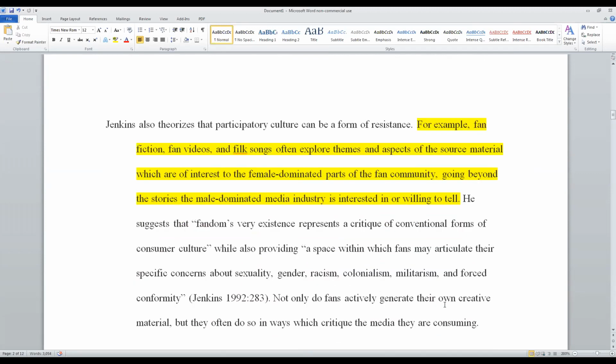Okay. Now, Jenkins also theorizes that participatory culture can be a form of resistance to typical media and gender and sexual stereotypes. And Ernest Cline certainly promotes those same ideals in his novel. More specifically, he gives us an example, citing that fan fiction, fan videos, and folk songs will explore themes and aspects of the source material which are of interest to perhaps more female-dominated parts of fan communities, going beyond the stories that the male-dominated media industry is interested in or willing to tell.